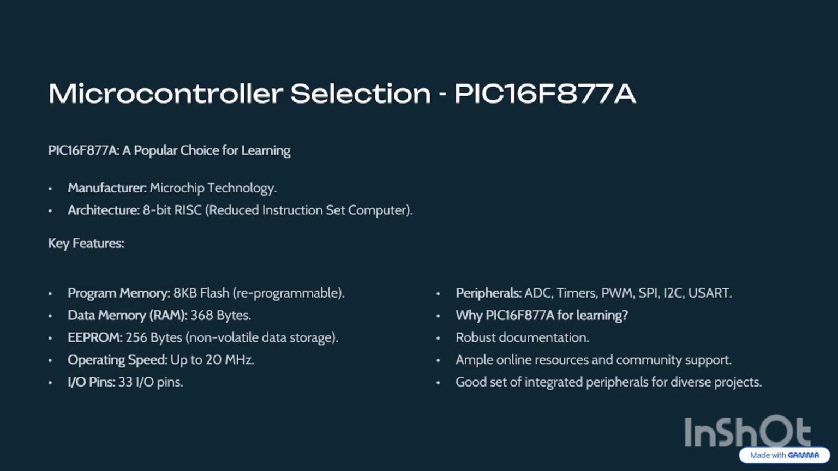So the reason for choosing PIC16F77A is that it is an 8-bit RISC processor from Microchip and it has 8 KB of flash memory, 368 bytes of RAM for variables and data, and 256 bytes of EEPROM for permanent data storage, and it can run up to 20 megahertz. It has 33 input-output pins for connecting the sensors, displays, and controls.